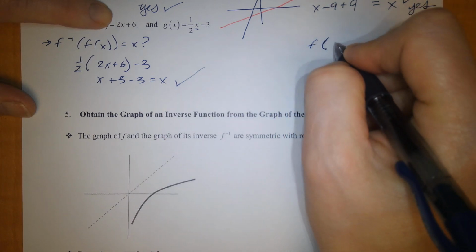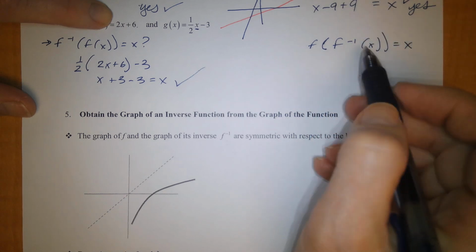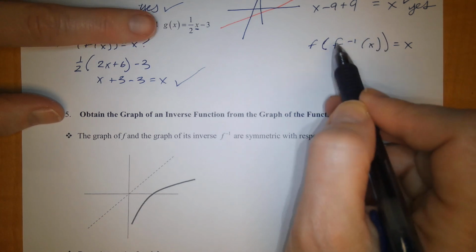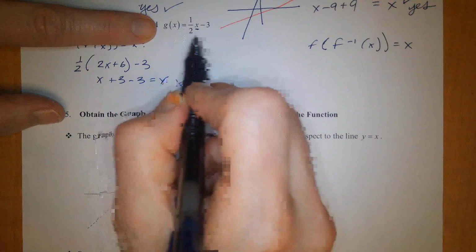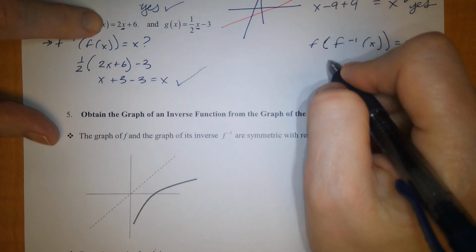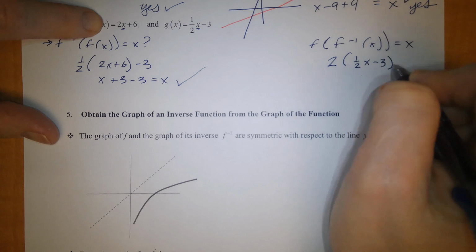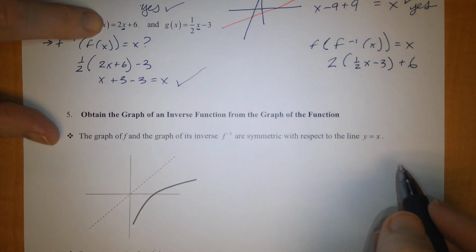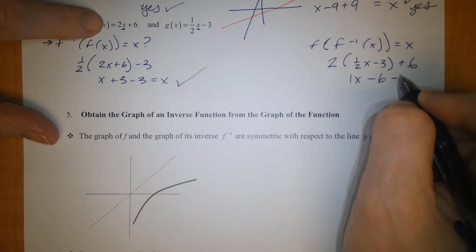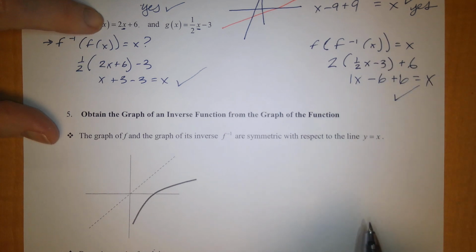Now we see if the original function of the inverse is equal to x. So now we take the inverse. In this case, we're going to suppose g is the inverse, and we're going to plug all of this into x of the original function. So we have 2 times 1/2 x minus 3 plus 6. So when I distribute the 2, I get 1x minus 6 plus 6, which is equal to x. So that also checks.